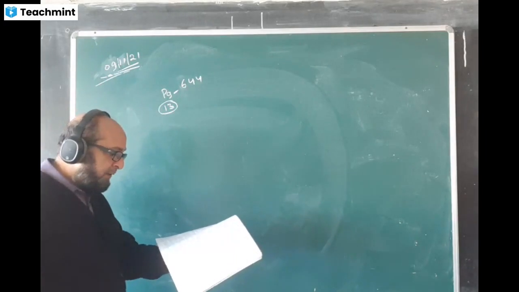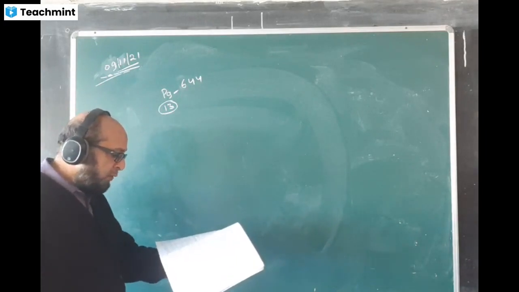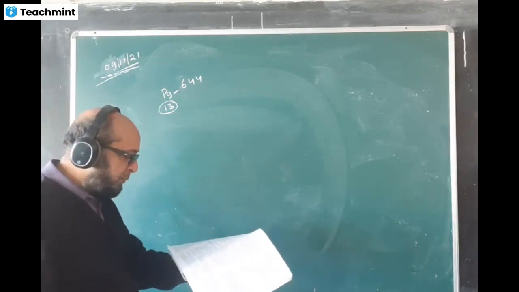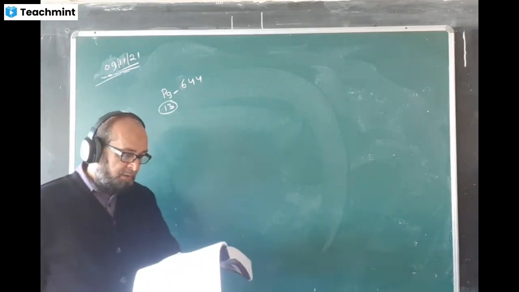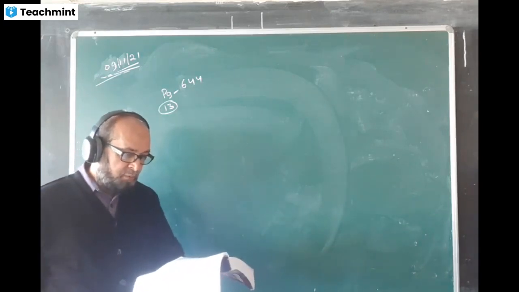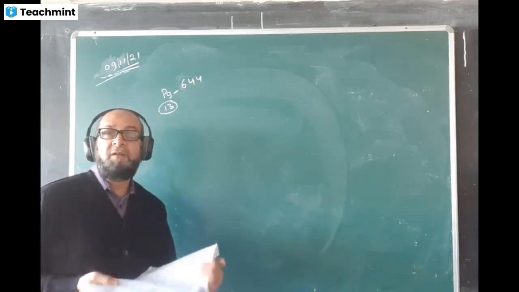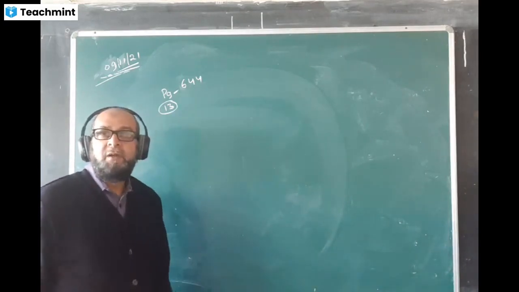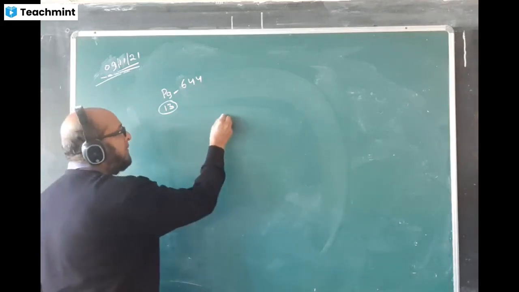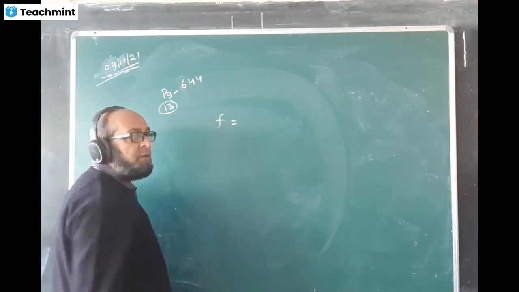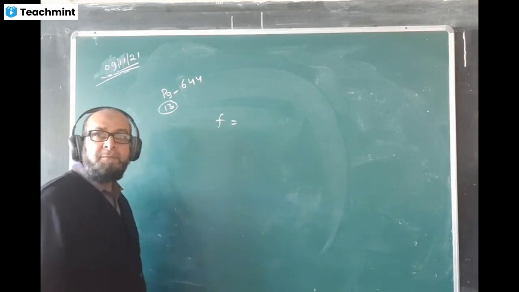What is the fundamental frequency of the note produced by a closed end pipe of length 16.3 centimeters? Velocity of sound is given. What are the frequencies of the first two overtones? First, we have to find the fundamental frequency of the closed pipe. What is the formula of frequency of a closed organ pipe?